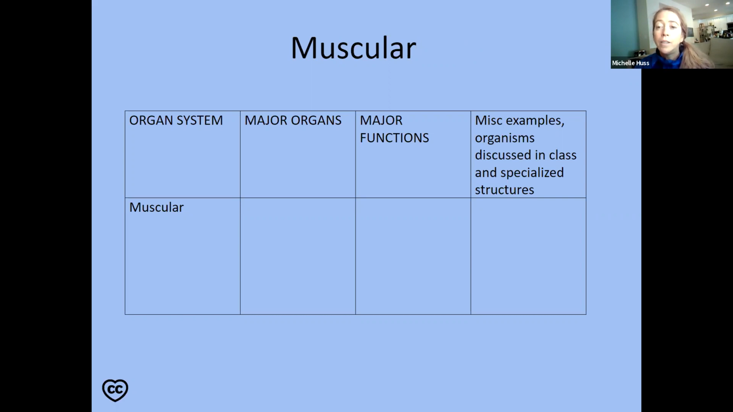Movement. Organs would be your muscles. You could also write tendons, but I think it's good. Tendons hold muscle to bone, but I think for 103, just the muscles themselves, it's great.